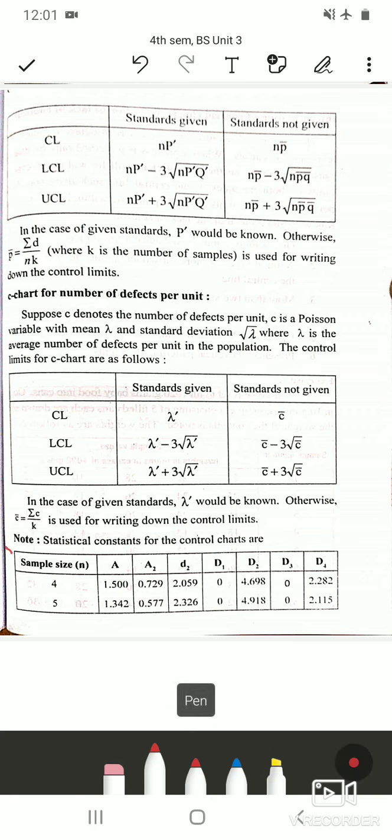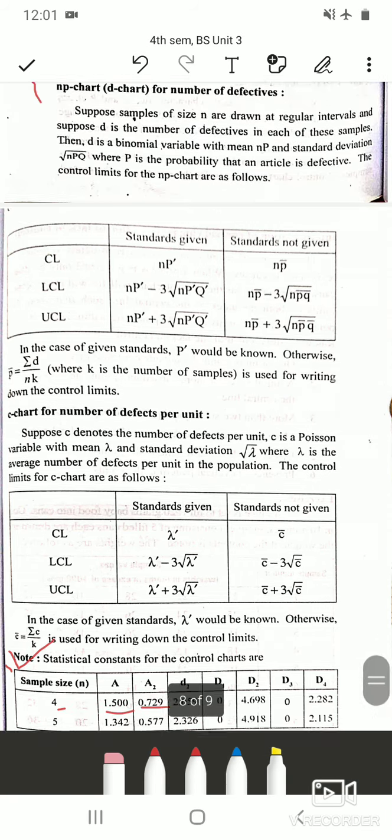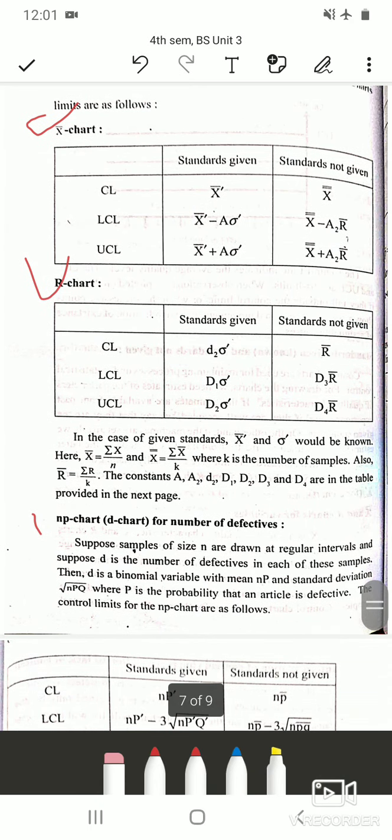Now these are the statistical constants for the control charts. For sample size n equal to 4, you have to see the table for what A is, according to the condition, whether the standards are given or not given. This is used in the R chart and X bar chart. So you have A when standards are given.